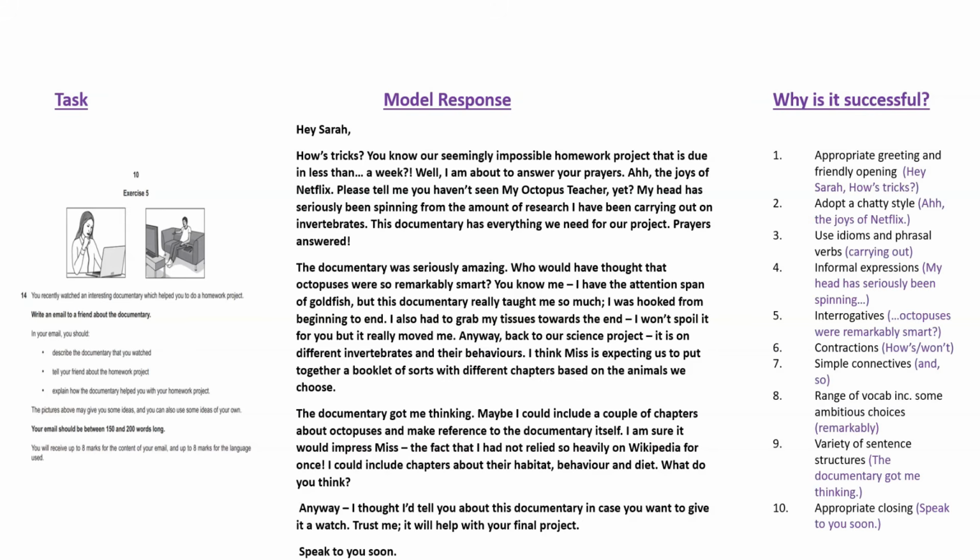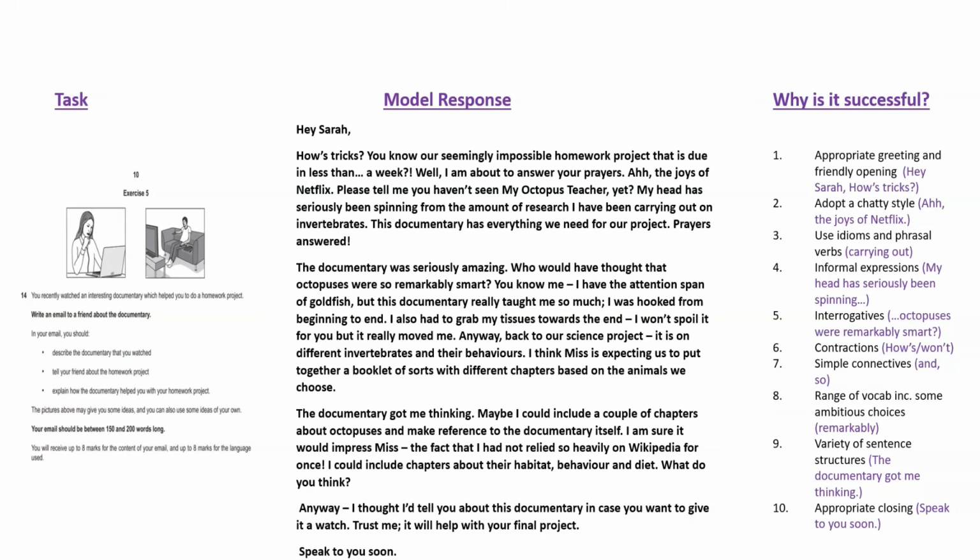So let's take a look at why this email is successful. So number 1, of course, there's an appropriate greeting and friendly opening. I've used Hey Sarah, how's tricks? I think how's tricks is a really British way of saying, how are things, what's up? Number 2, I've adopted a chatty style. The joys of Netflix. Number 3, I've used that phrasal verb to carry out. Number 4, informal expressions. My head has seriously been spinning. This is a phrase that we would not use in more formal text types or formal text tasks.